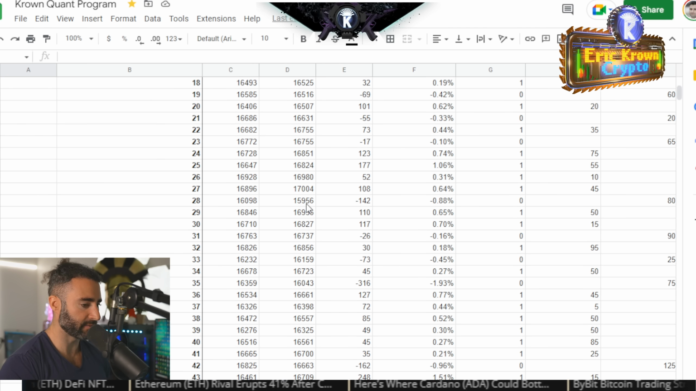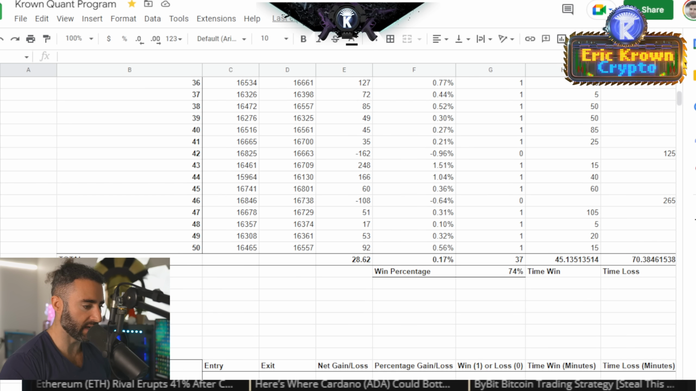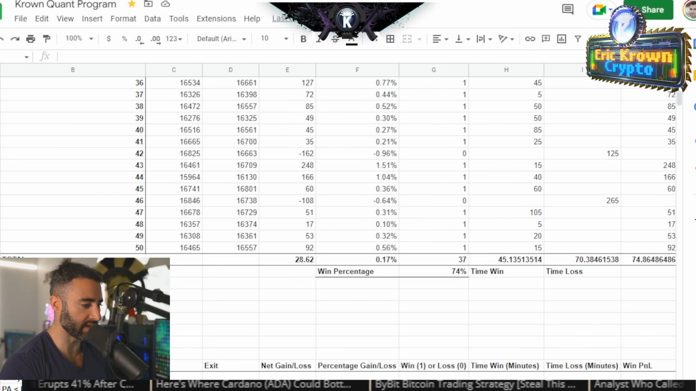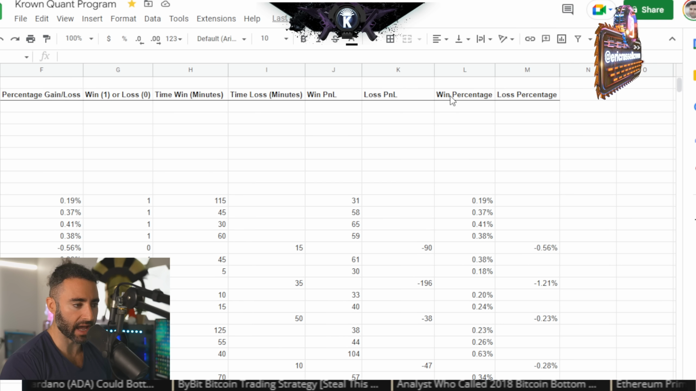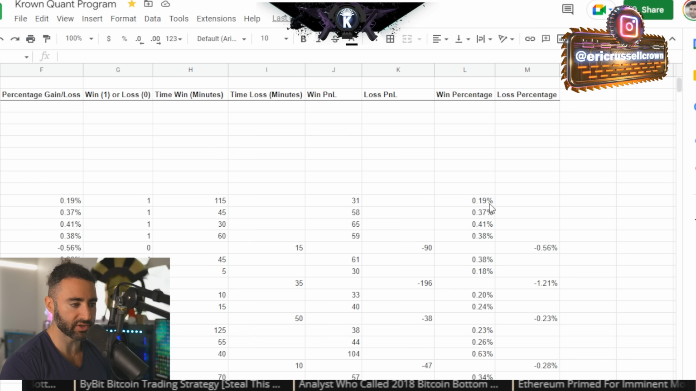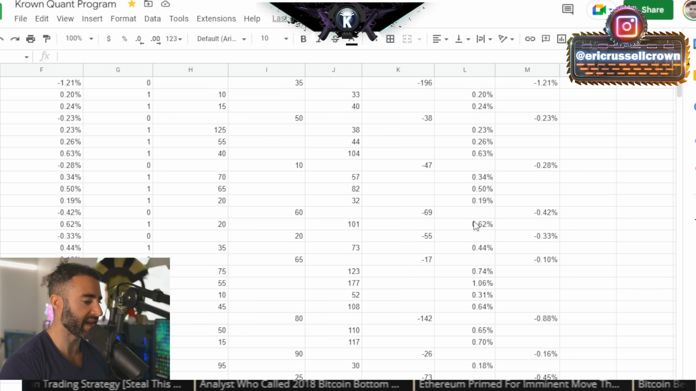Here's a 5-minute time frame. Win rate out of 50 was 74%. The big information that I'm looking for over here, these are the win percentages or loss percentages, so the returns in a percentage format.